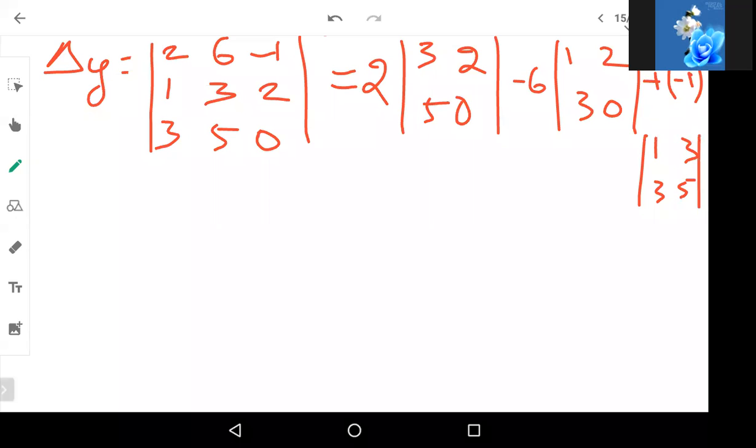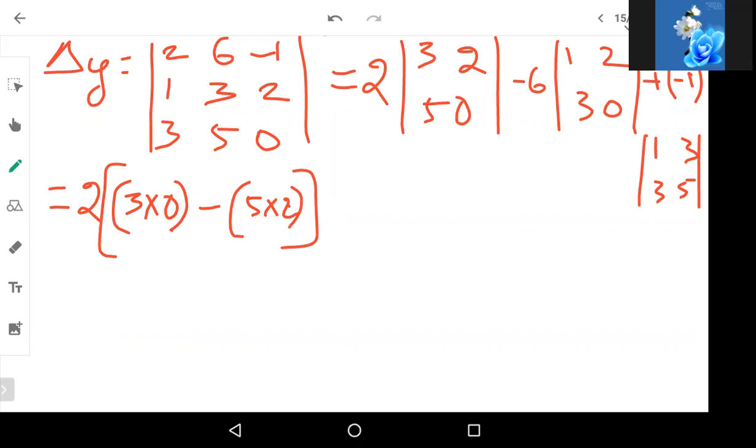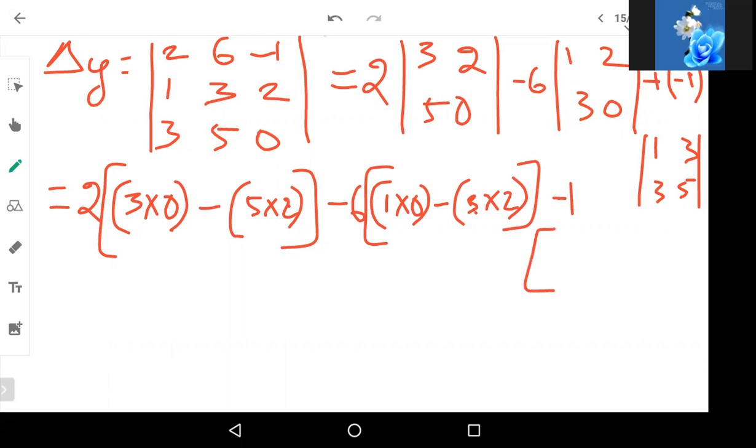Did everyone get the same number? Now start solving. 2 into, write each and every step so that you don't get confused. Okay. 3 into 0 minus 5 into 2. Minus 6 into 1 into 0 minus 3 into 2. Minus 1 into, I'll write it below, 1 into 5 minus 3 into 3.